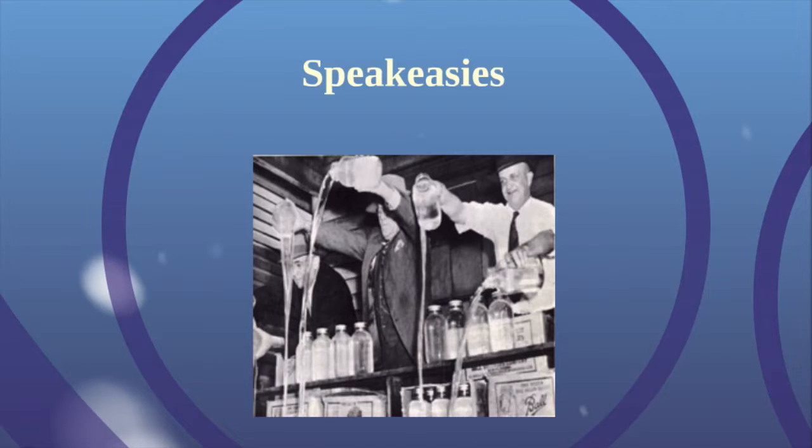One statistic shows that in the city of Detroit in 1918, before Prohibition, Detroit had 2,334 liquor serving establishments. During the height of Prohibition in 1925, Detroit had around 15,000 establishments that served alcohol.